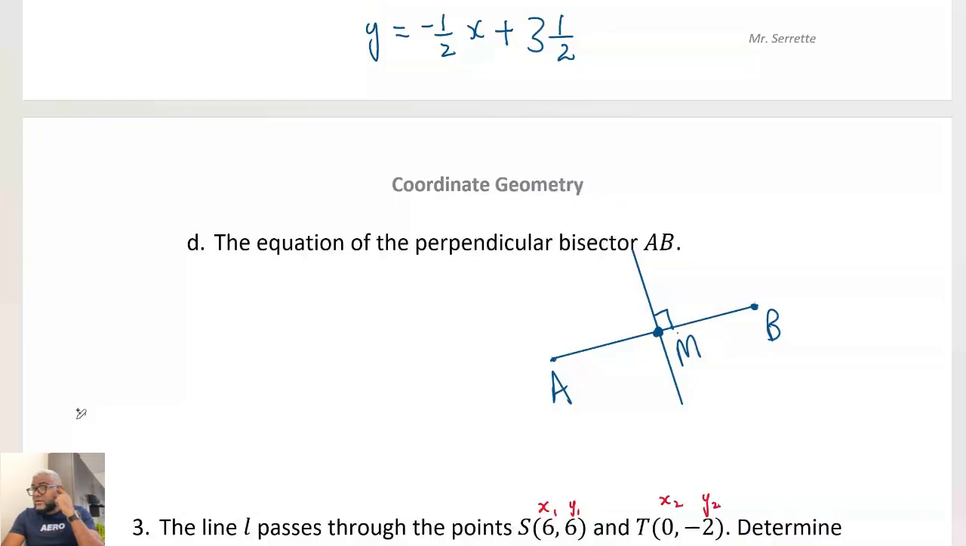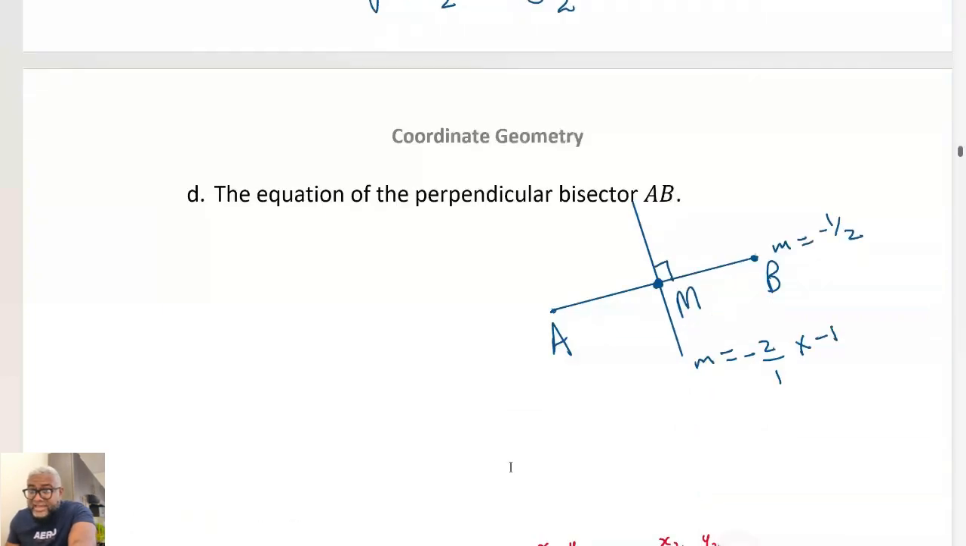Zaria, if this gradient here was negative a half, what is the gradient of the perpendicular bisector? You have to flip it. Flip it, excellent. 2 over 1, and multiply by negative 1. So see, at least had that idea what to do, right? So this gradient here would be what? Positive 2?